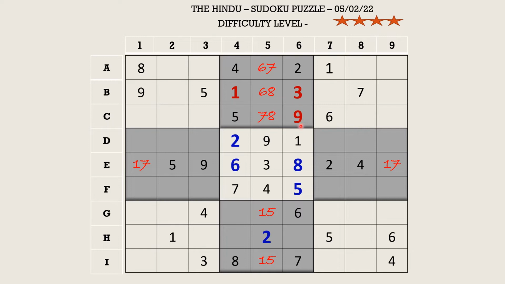In the 6th column the only missing number is 4. In this 8th block, there are 2 empty cells and the missing numbers are 3 and 9. So G4 and H4 take the 3, 9 pair.